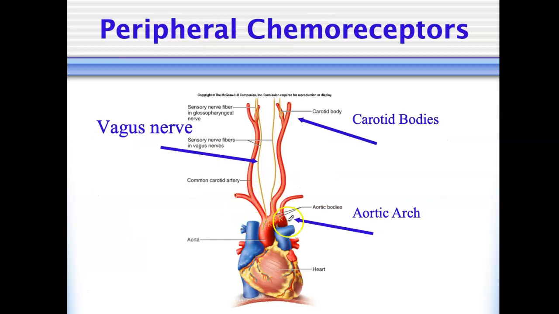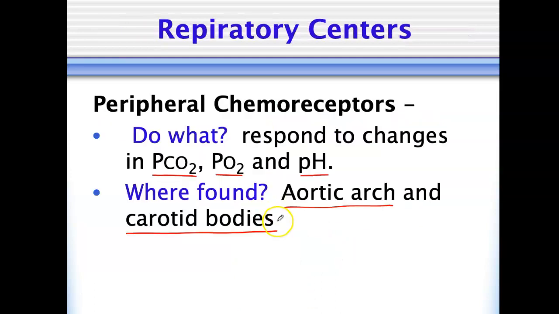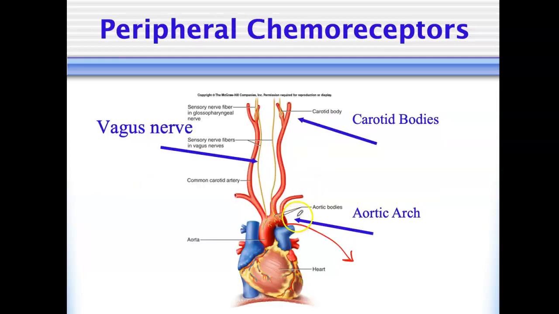For locations here, aortic arch, right? Blood's coming here to the rest of the body, and carotid bodies. They're monitoring blood that comes up to the head and the arms. And the vagus nerve here is monitoring. Very important.